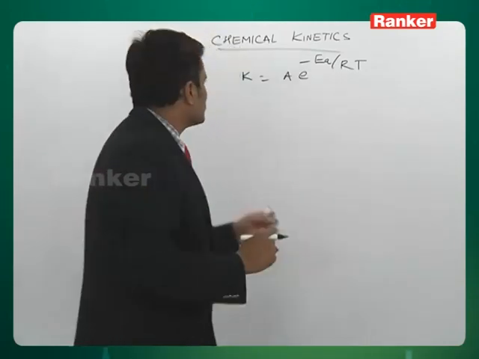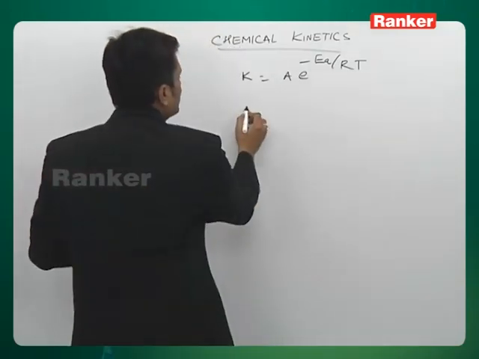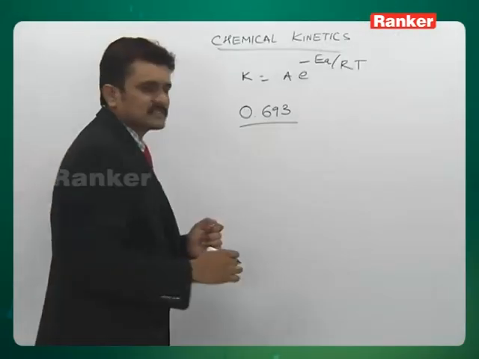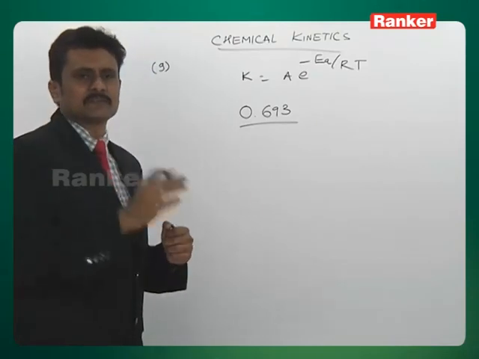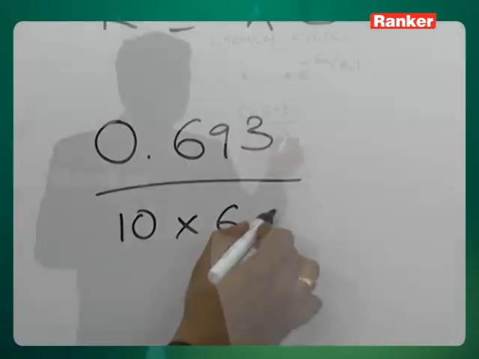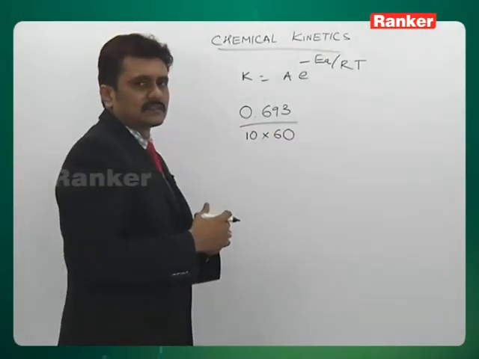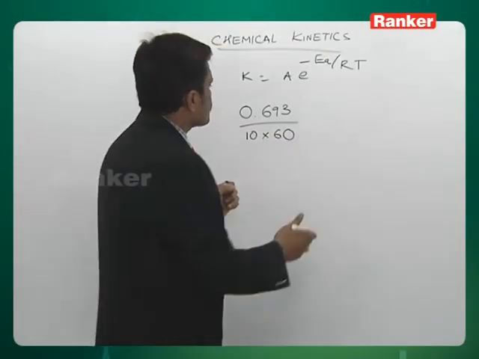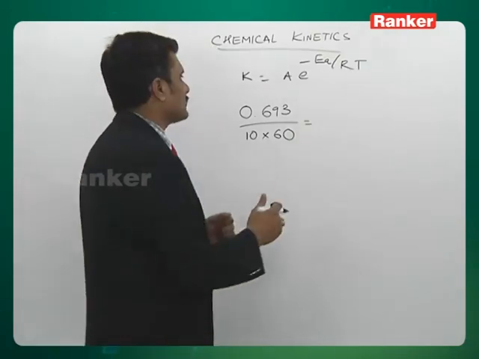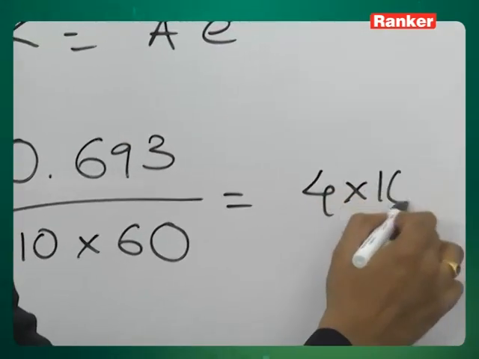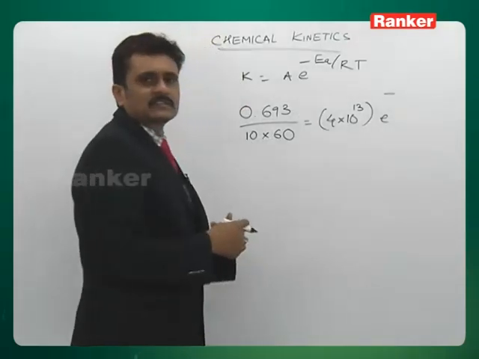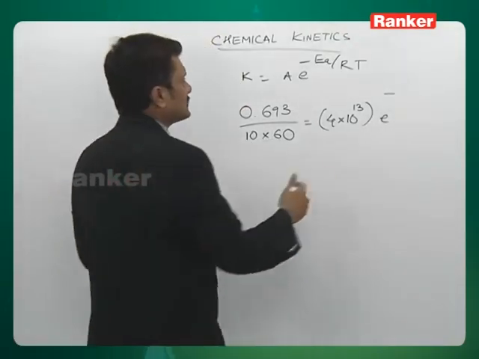Now I am going to substitute K, because it is a first order reaction. K can be substituted with 0.693 by t half. The half-life period for this reaction is given as 10 minutes, which I am going to convert into seconds because the other factors are in per second. Now this is your K. The value of A is 4 × 10^13 collisions per second, into exponential of minus the activation energy, which for this question is 98.6 kilojoule.